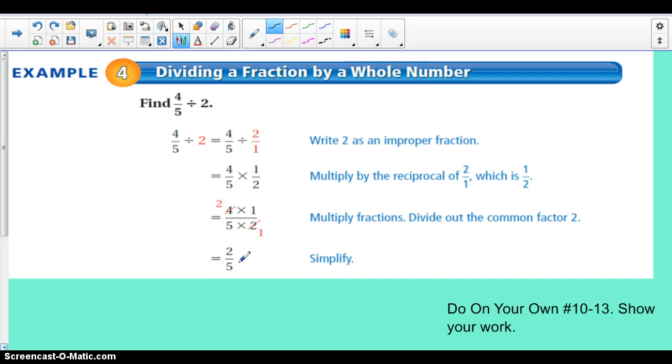So just remember, you're working with that reciprocal. That's where your practice is going to be needed. All right, I would like you to do on your own, numbers 10 through 13. Come back when you're done.